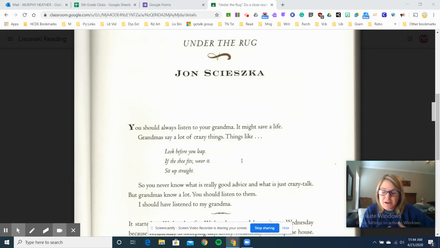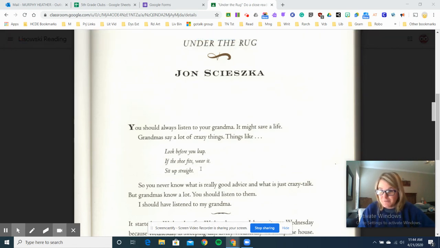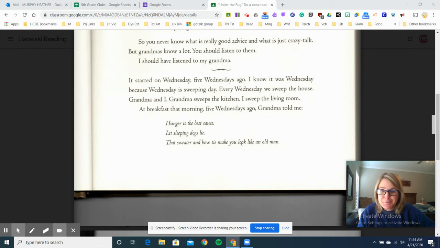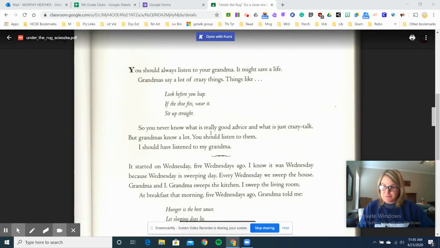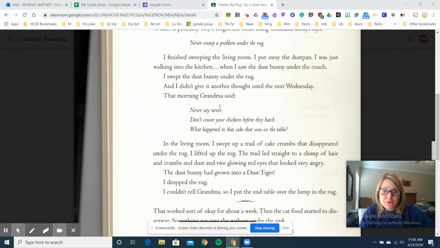So at the beginning, it's almost like a memoir, isn't it? Because he talks about how he should have followed grandma's advice because it could have helped him out. And so she says all these idioms: look before you leap; if the shoe fits, wear it. And then she just gives him good advice, like sit up straight; that sweater and bow tie make you look like an old man; hunger is the best sauce; let sleeping dogs lie. So sometimes she gives him light advice about himself, like sit up straight, have good posture. And then she uses a lot of idioms. And then he even says some of those throughout the story.